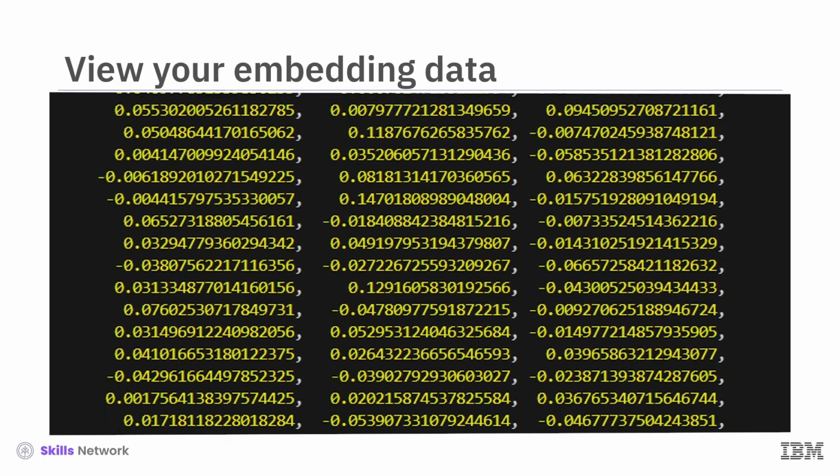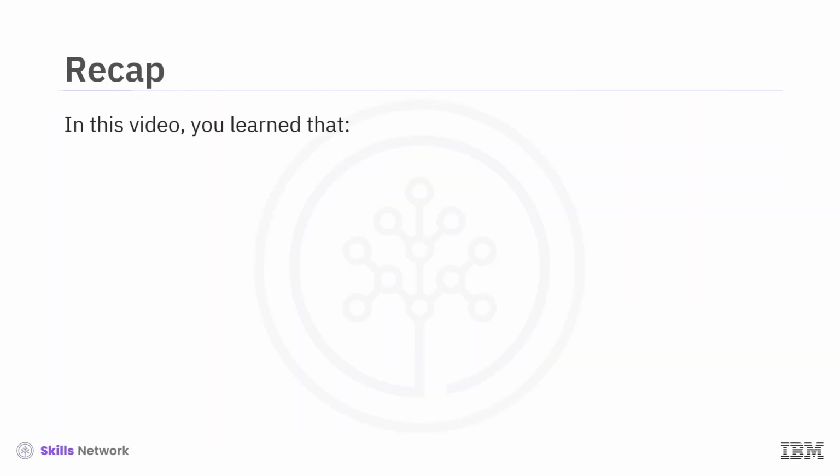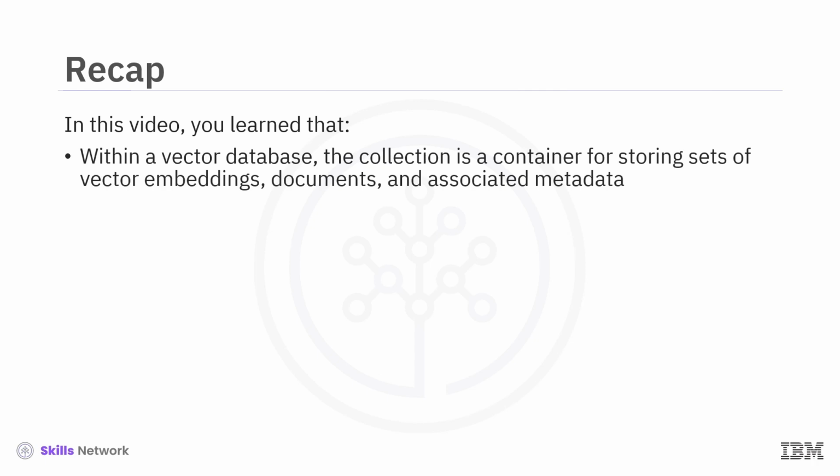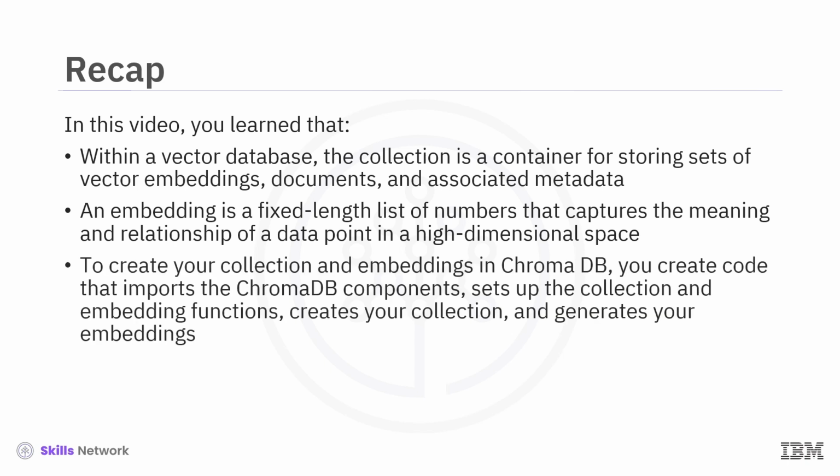And that's how you create a collection and embeddings using Chroma DB. In this video, you learned that within a vector database, the collection is a container for storing sets of vector embeddings, documents, and associated metadata. An embedding is a fixed-length list of numbers that captures the meaning and relationship of a data point in a high-dimensional space. And to create a collection and embeddings in Chroma DB, you create code that imports the Chroma DB components, sets up the collection and embedding functions, creates your collection, and generates your embeddings.